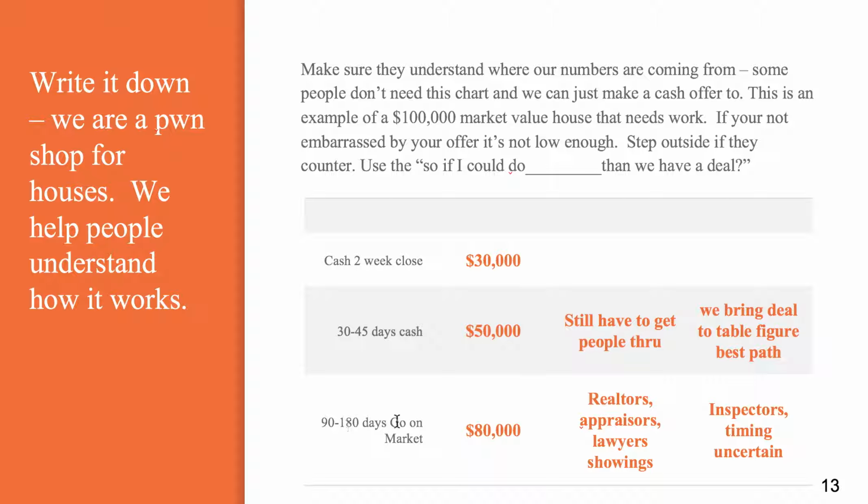Your other option is to list it on the market. And that's getting realtors in here and appraisers and lawyers and inspections. You might be in a situation where you go under contract and then end up canceling a deal because they find termites, or if they find wood rotting or mold or something like that. And then you got to go back on market. It's really a whole lot of stress. These 2 options are a lot less stressful.